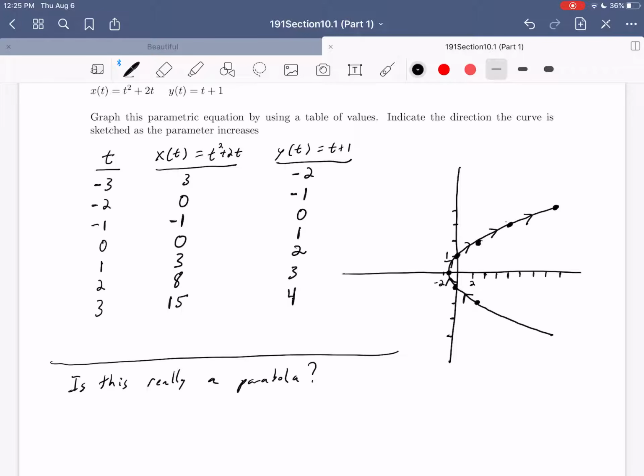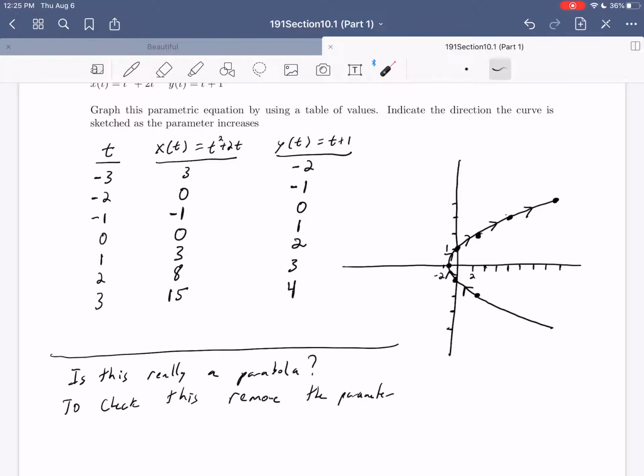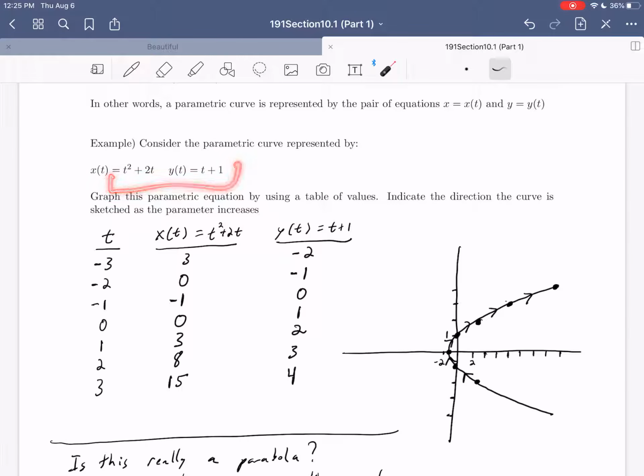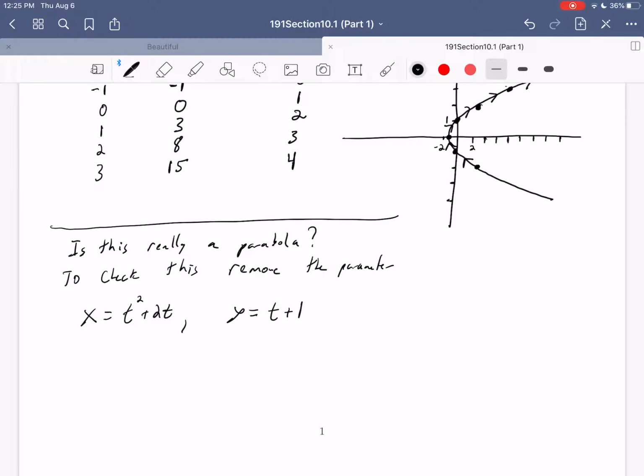Well, we can do something called removing the parameter. So to check this, we're going to remove the parameter. And what that means is we're going to use these definitions here to solve for an expression that only involves x and y. So keep in mind that we have x is t squared plus 2t, and we have y is t plus 1.